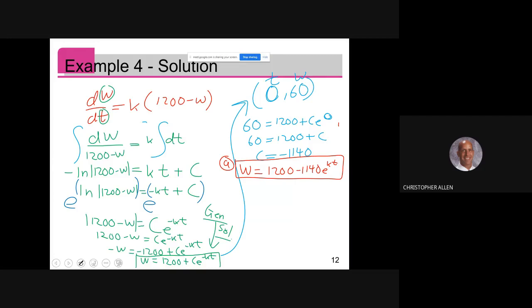Okay, can anyone in the virtual classroom tell me how many years it will take till we can sell our baby calf here, our little cow? Round to the nearest tenth of a year. How about that?